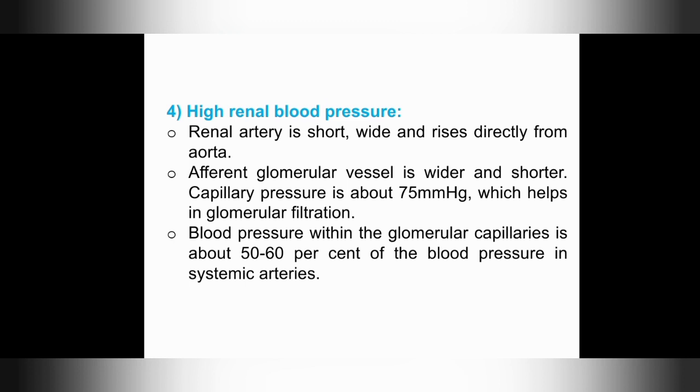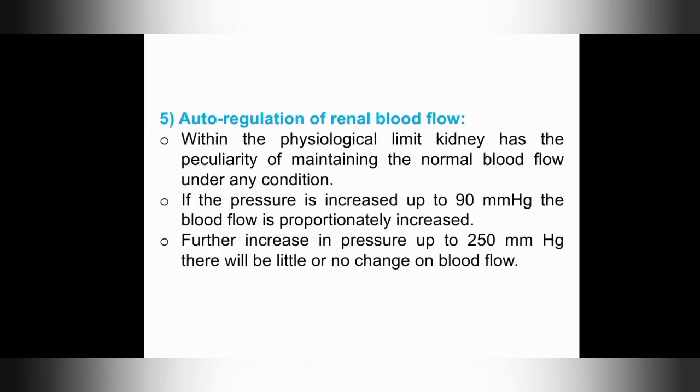The capillary pressure inside this afferent arteriole is 75 mmHg, and this glomerular capillary pressure is 50 to 60% greater than the blood pressure present in our normal systemic arteries which are present in the tissue spaces. Because of this highest pressure, because of this highest capability of filtration, the blood is filtered very rapidly in our kidneys.